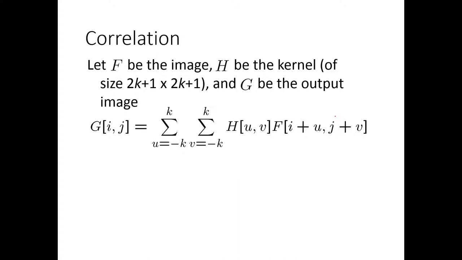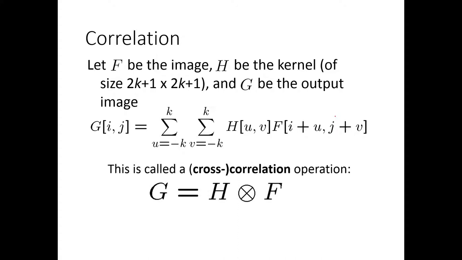Two more main things I want to talk about are correlation and convolution. Correlation is nothing but what we have been doing with the Sobel filter and all the filters we've been showing. Basically, you have the filter and you do a dot product of that filter with a patch of the image, and that is computing the correlation.